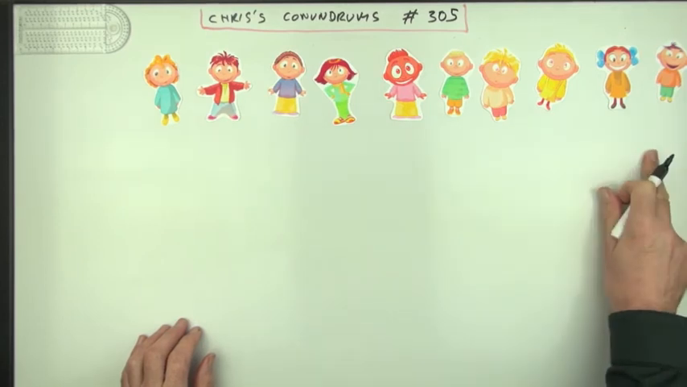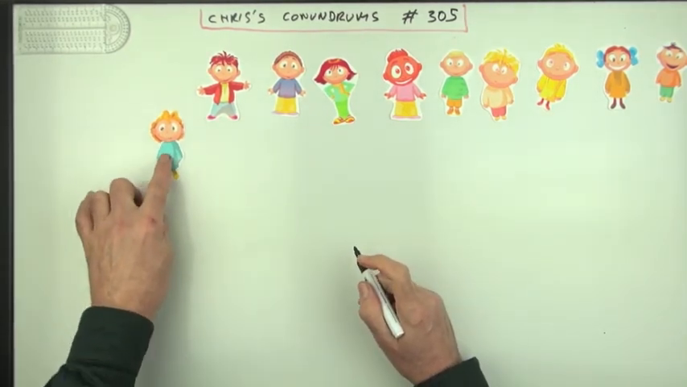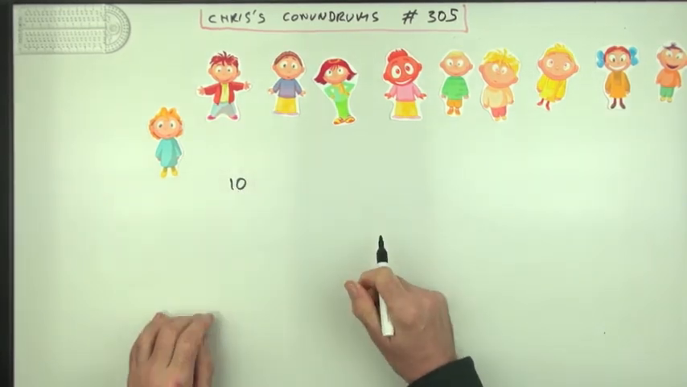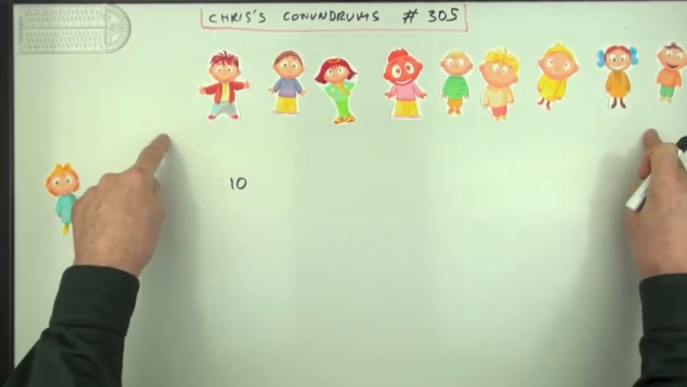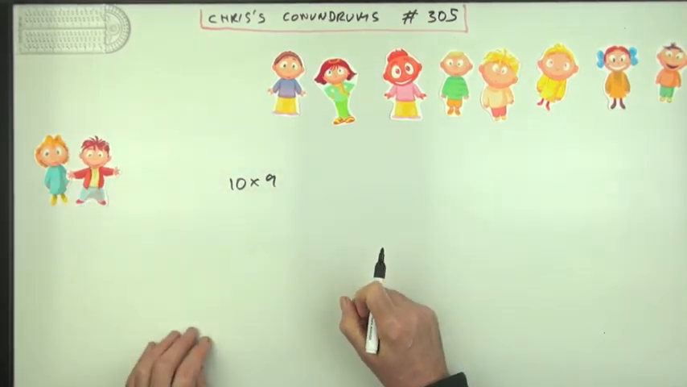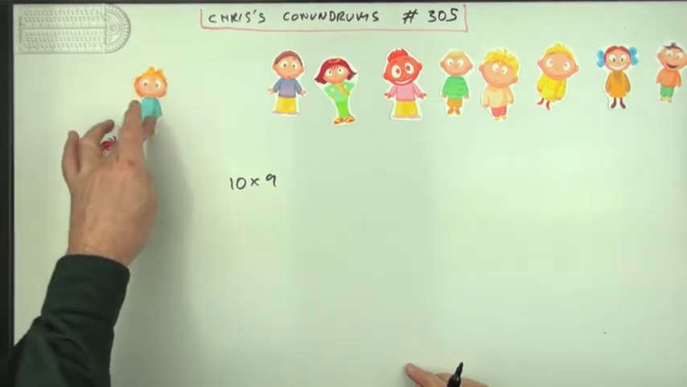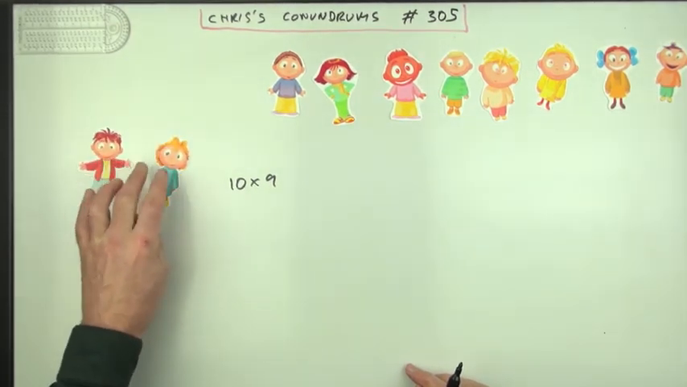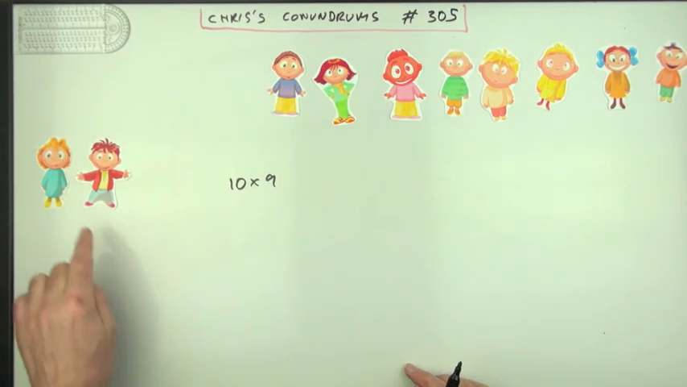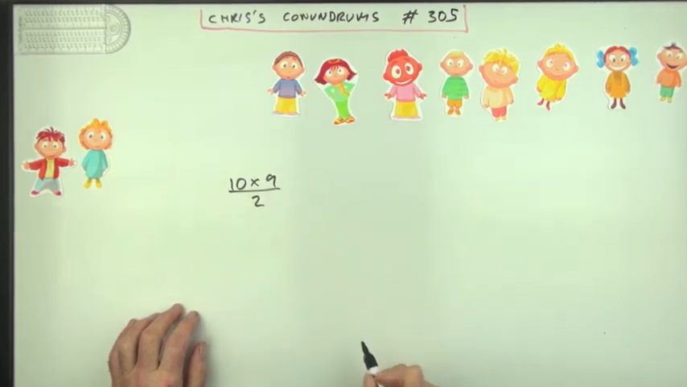Well, if there are 10 children to start with, there are 10 ways of choosing the first one. Once the first one's chosen, I've got 9 ways of choosing the next one. So I've got 10 times 9 ways of these 2 coming out, but that includes both orders. Her coming out first, then him, or him coming out first, then her. Which means each pair has been included twice in there. So divided by 2.